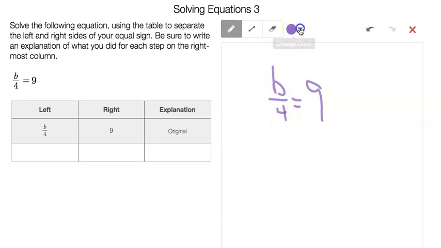You might say, but Mr. Rattoon, it's not a fraction. There's a B there. Well, how many B's are there? There's one B, so it's 1/4 B, or it's 1B over 4. So how can we get rid of this denominator, this 4?